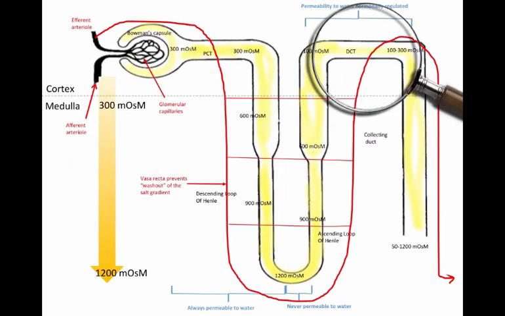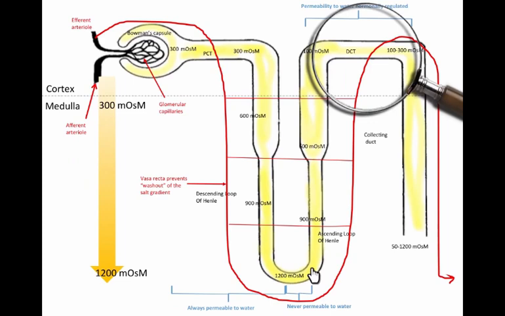Okay, so now we've shown how the filtrate can get as concentrated as 1200 milliosmolar, and then how we end up getting it to be 100 milliosmolar at the top of the loop of Henle and beginning of the distal tubule. One interesting point is that the loop of Henle is a structure in the kidney that has allowed mammals to produce urine that is much more concentrated than their own blood. So this was a real innovation in being able to conserve water in dry environments.